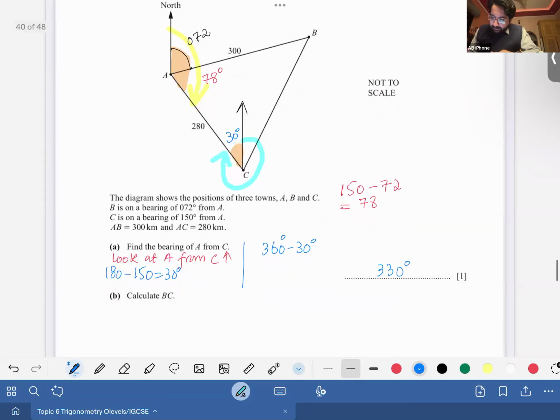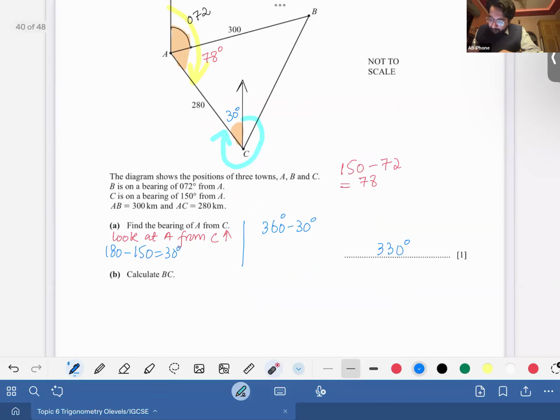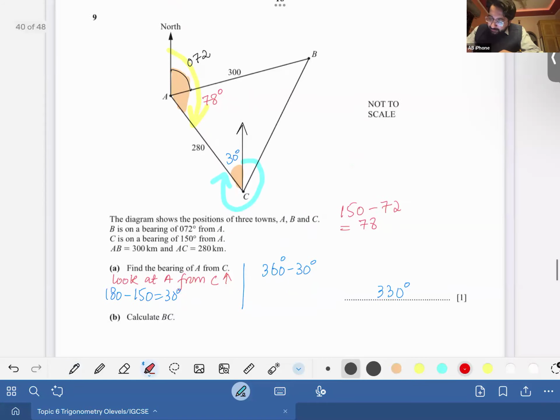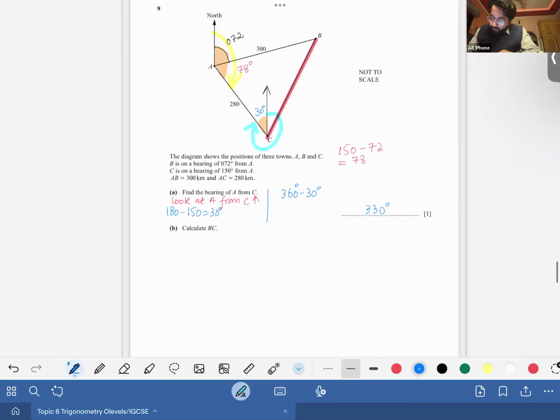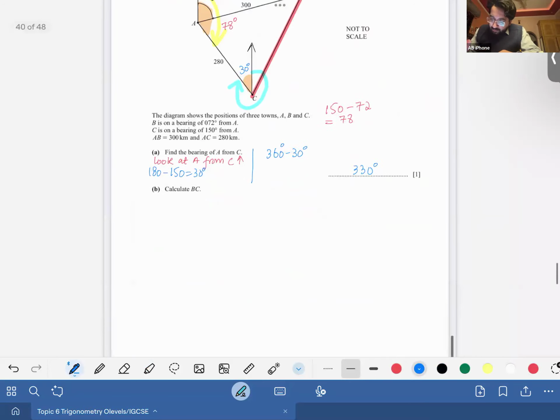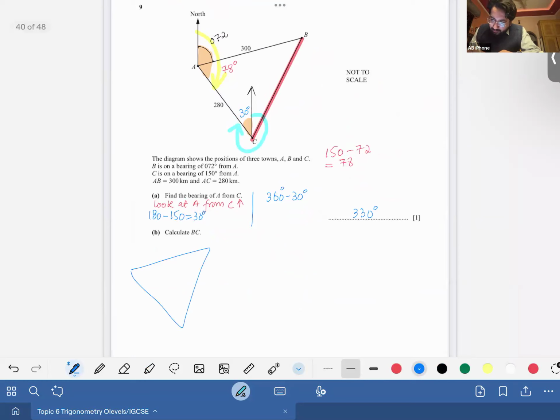Then in the next part, they say calculate BC. Where is BC? BC is this line, which is part of this triangle. I have a lot of space here, so I can use this triangle as an extraction. So A, B, and C is here. This is 300, this is 280, and this angle is 78. The examiner is asking me to find small a.